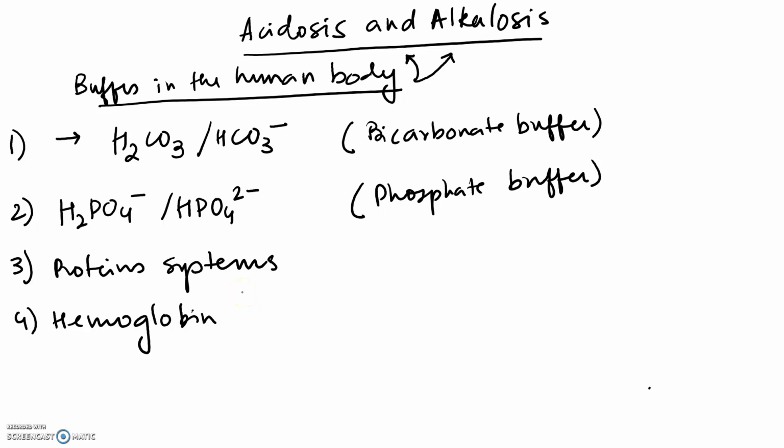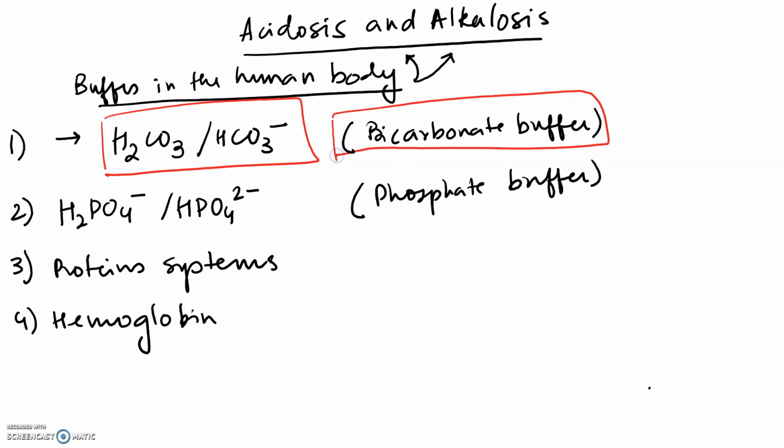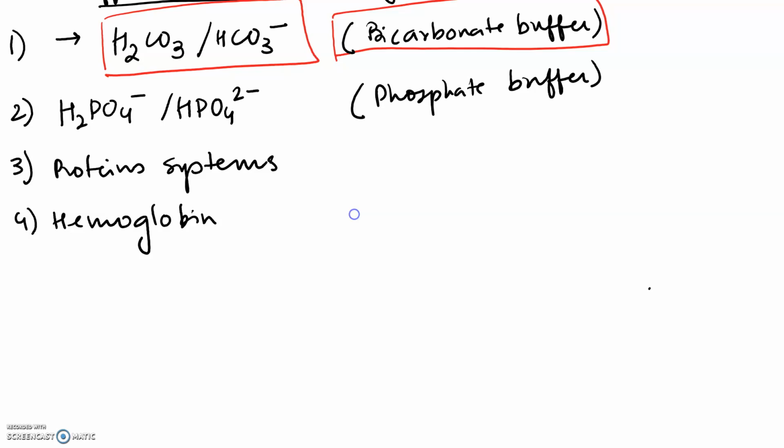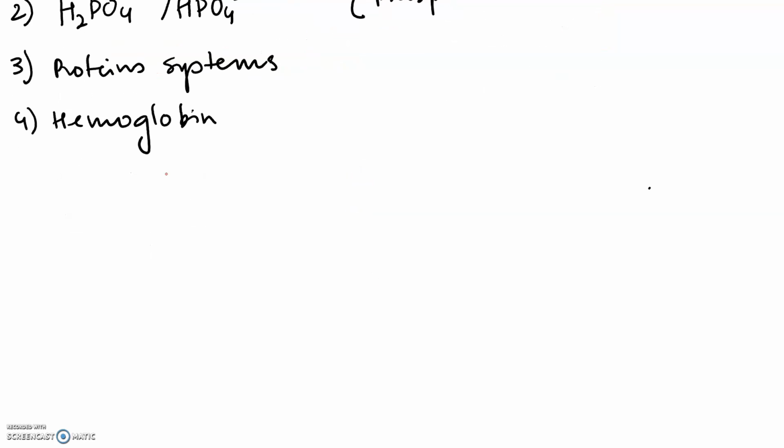Right now our discussion is going to focus principally on the bicarbonate buffer system to explain acidosis and alkalosis. Let's take a look at how this buffer works. When people breathe in air, they breathe in oxygen, and then they breathe out carbon dioxide. It all begins with the carbon dioxide that's breathed out.